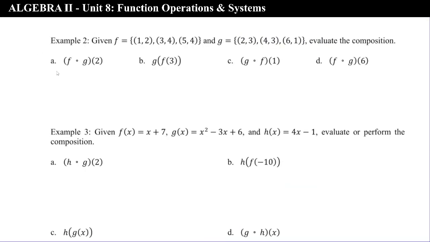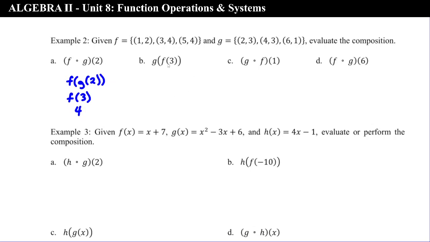All right, let's do some examples of this. Here we're given a set of ordered pairs that define f, and a set of ordered pairs that define g. And we're going to evaluate the composition. So, f of g of 2. Well, we know that we can write this as f of g of 2. So what's g of 2? Well, let's see. g of 2 is 3, because 2 is our x, 3 is the y, that is our output. So then we have f of 3. If we go to f of 3, that's going to be 4.